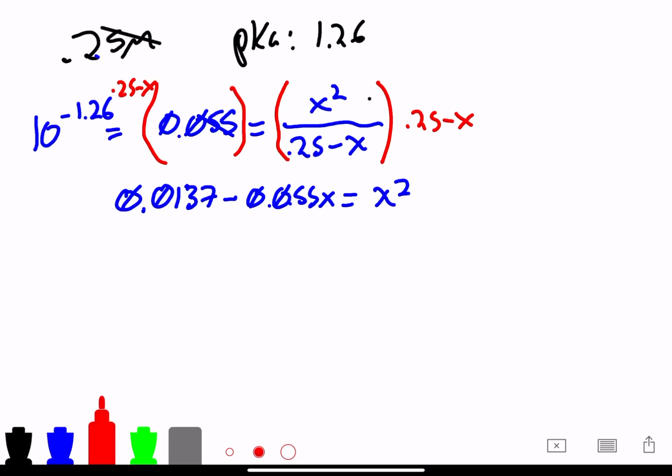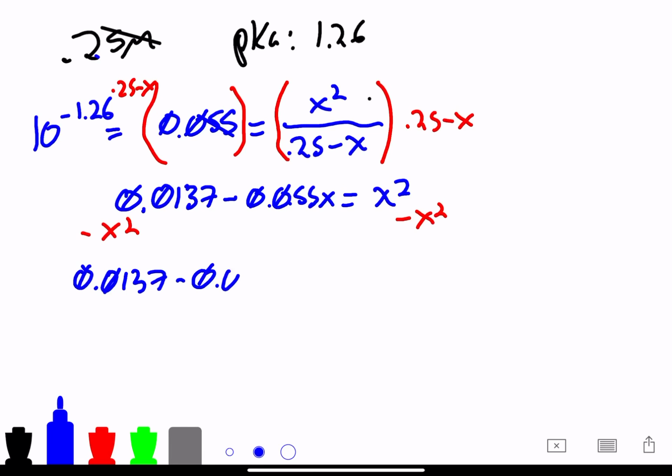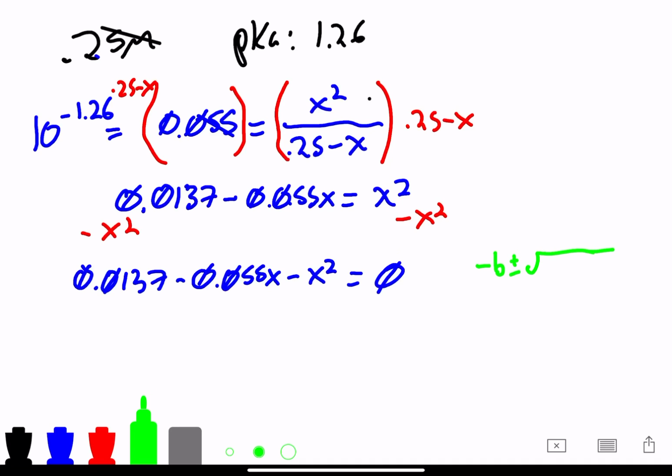Now what we can do is subtract x squared from each side, and that will give us 0.0137 minus 0.055x minus x squared is equal to 0. Okay, now we can solve our quadratic equation here. So we have the opposite of b plus or minus the square root of b squared minus 4ac, and the whole thing is over 2a. So here we have a, b, c.